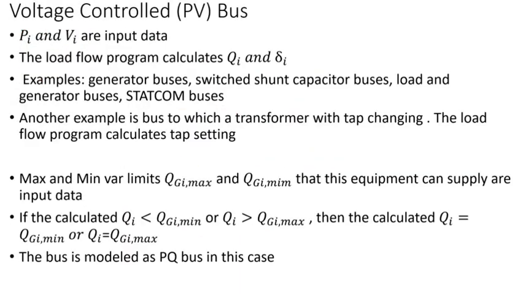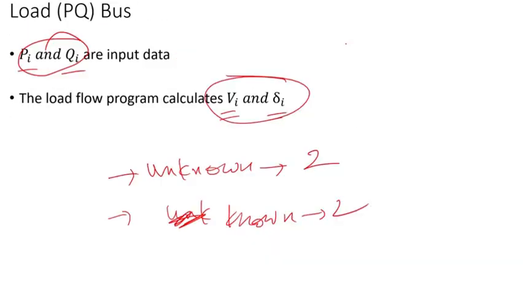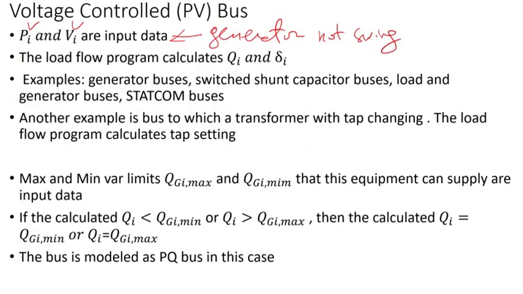I know V and delta, but I don't know P and Q for the swing bus. Now the voltage controlled PV bus: P and V are input data. This is typically a generator that is not designated as a swing bus. For the swing bus, V and delta are known, but for a generator that's not a swing bus, P and V are known. Then the program will calculate delta, the angle, and also Q.